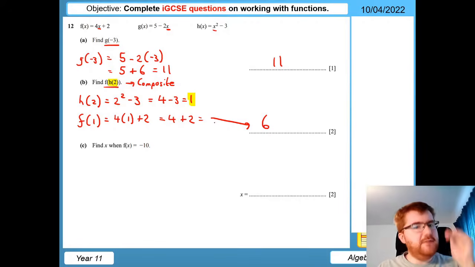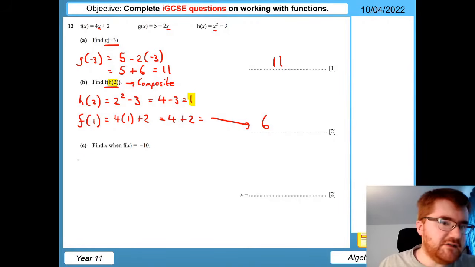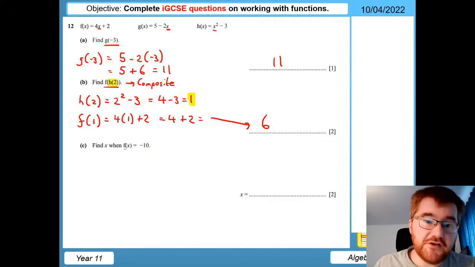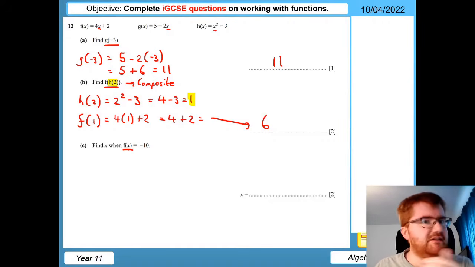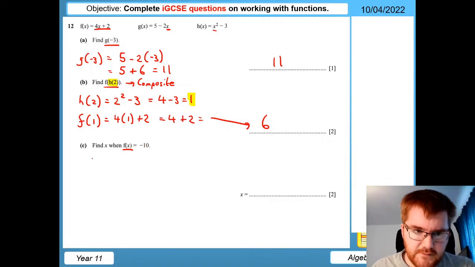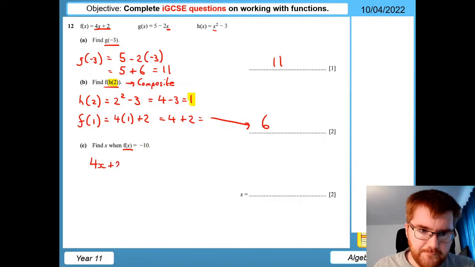Again, these questions A and B, you need to make sure you're getting them. C is also in that category. And this is the other kind of question they could ask you. So find x when f of x, the whole function, is equal to minus 10. So again, I do the similar process to what I did before. So wherever I see f of x, I'm going to put 4x plus 2. So 4x plus 2 is equal to minus 10.